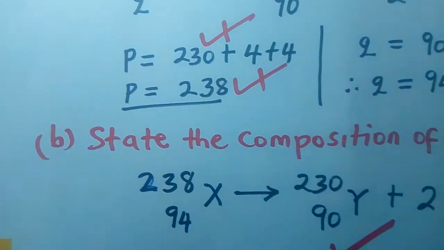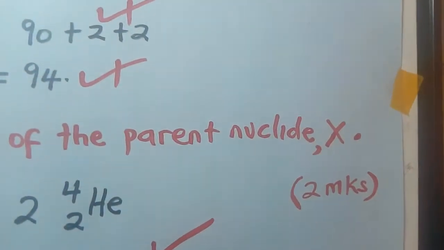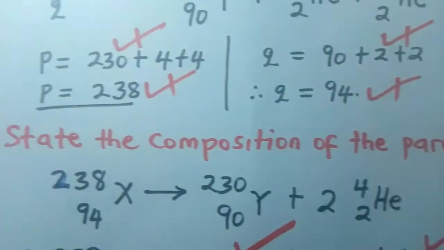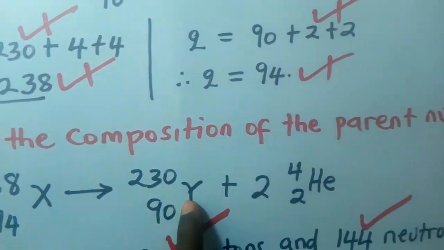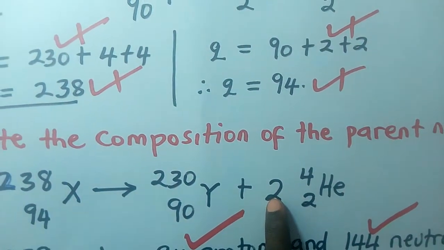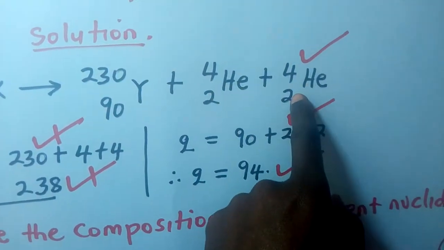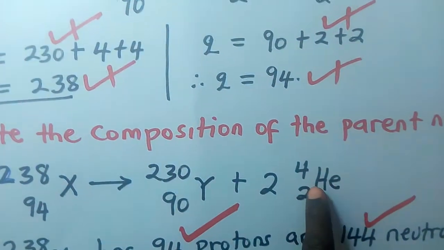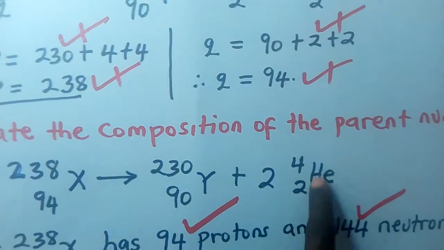B, state the composition of the parent nuclide X. So when you look at this equation, which one is X? This is X. This one is Y. This one is an alpha particle. There are 2 of them. So when you are writing 2 alpha particles, you can separate them the way we did here, writing 1 by 1. Or you simply write 1 of them, then you put a 2 in front. You see? These are 2 alpha particles.